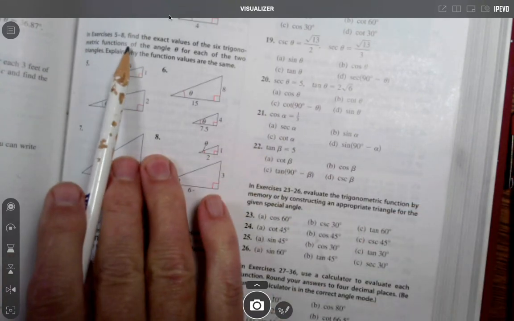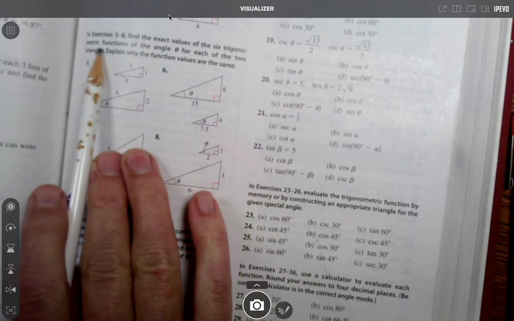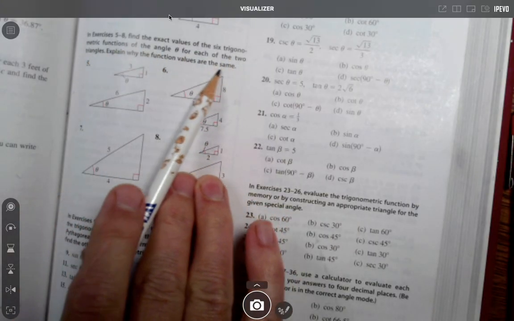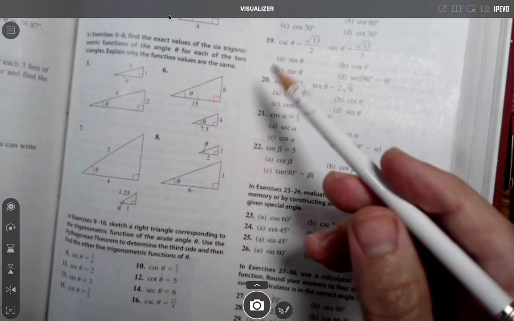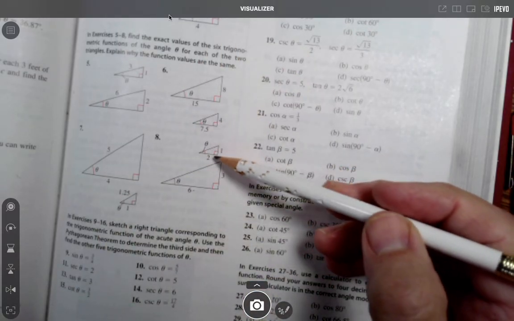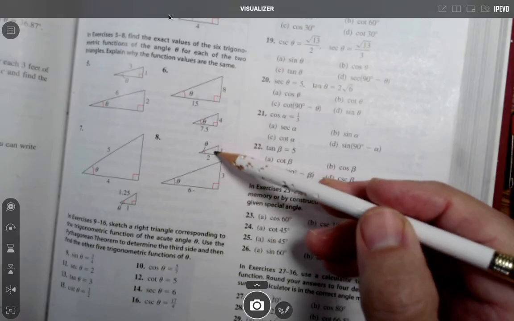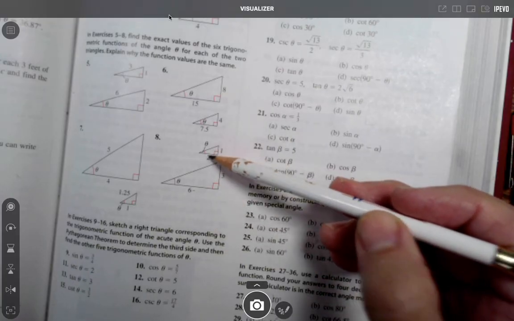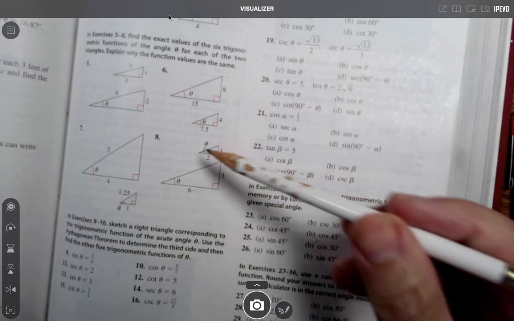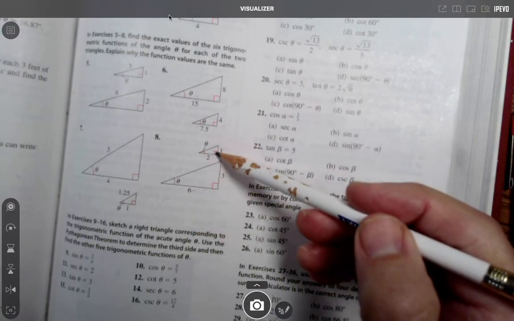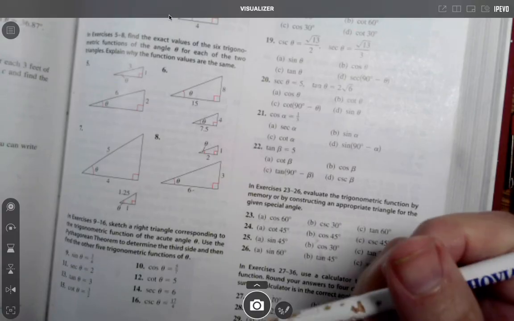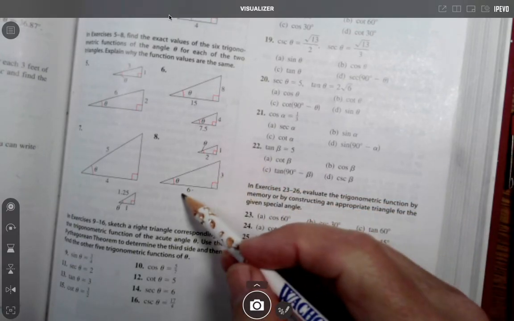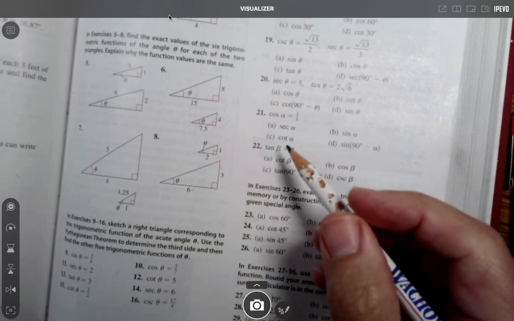All right, so it says find the exact values of the 6 trig functions of the angle theta for each of the 2 triangles and explain why the functions are the same values. They're the same values because the sides have the same ratios, right? 1 over 2 is the same as 3 over 6. So you could say something like they have the same values because they're similar right triangles. All right, so everything's going to be the same. You're just going to have to reduce on the bigger one.